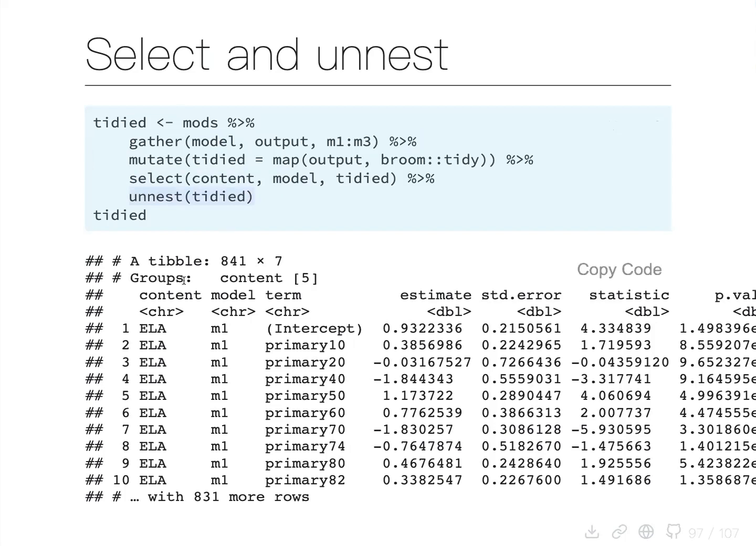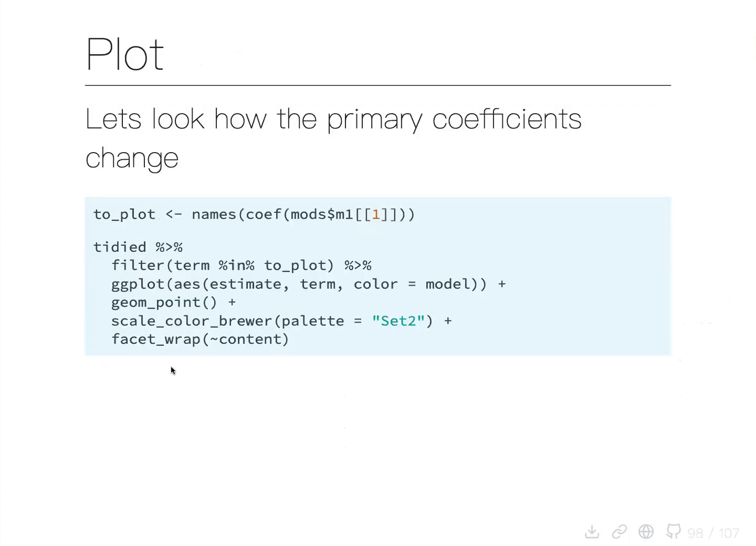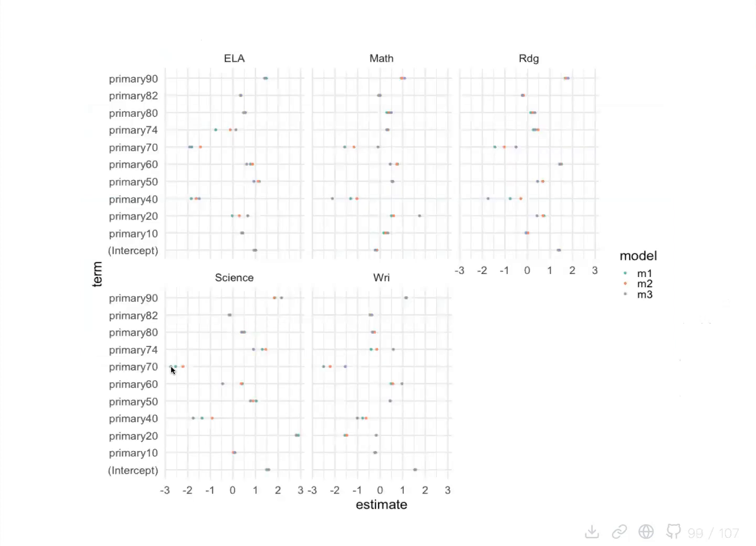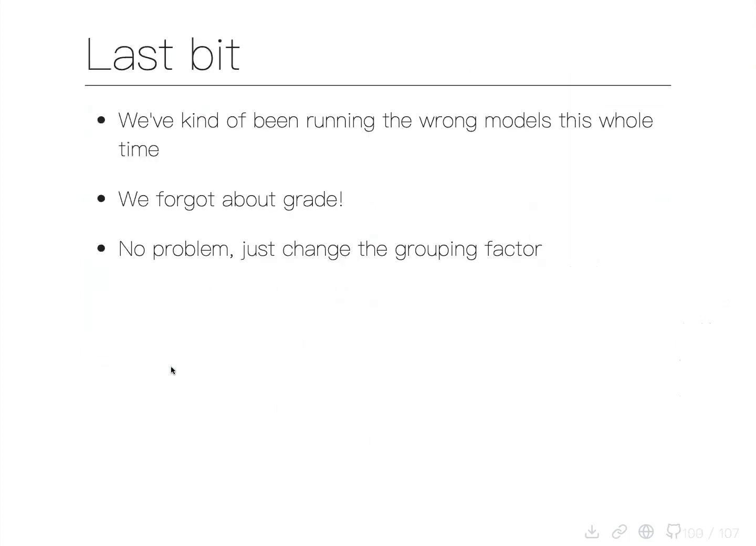couple of lines of code, we now have a single data frame that has 841 rows and 7 columns, and we get all of the coefficients basically from those 3 models across all content areas. Okay. So we can look at how they change, how the coefficients change. This is not a very good plot, but it was just something I put together quick. So basically that's like a whole bunch of stuff that we can do very efficiently by using looping, right?